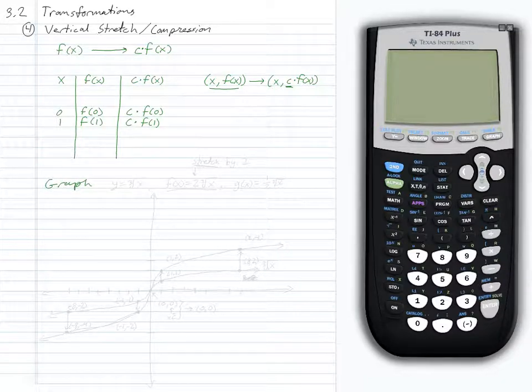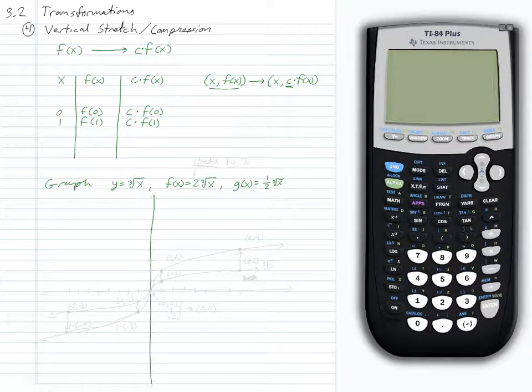So let's graph, let's see, y equals the cube root of x. Say f of x equals, let's say, 2 times the cube root of x. And g of x equals 1/2 the cube root of x.